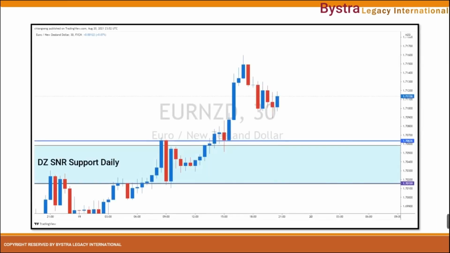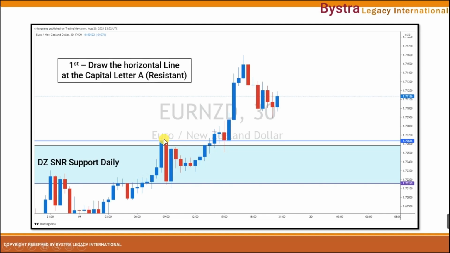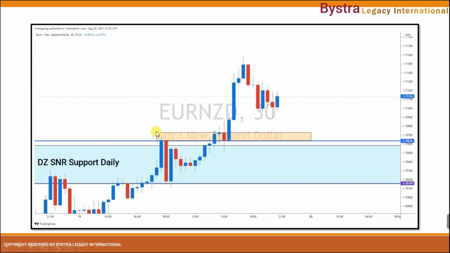SNRC1 setup. So what we should do now is mark the horizontal line at the capital letter A. Okay, capital letter A. This will be our resistance. Next, we need to draw the zone. How to draw the zone is the Rayleigh base Rayleigh. We draw the base. This is our entry base Rayleigh. So once we have the horizontal line and the entry base, what should we do next?